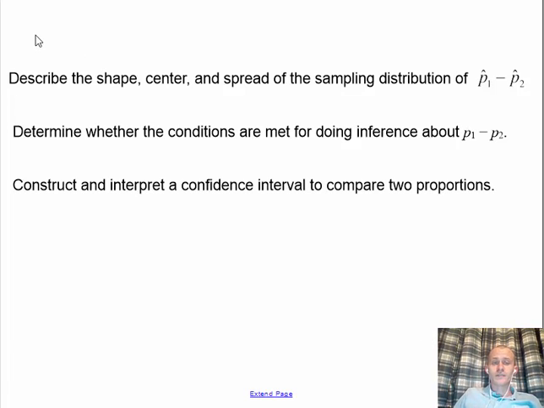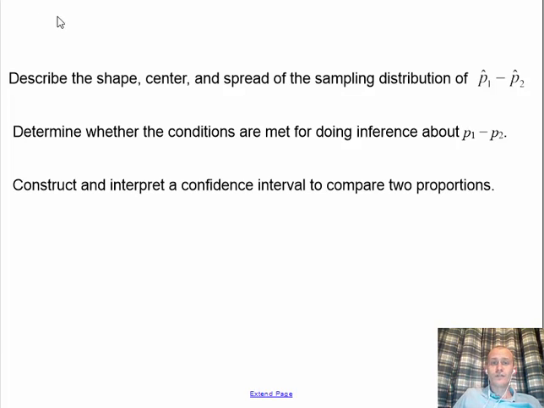Our learning targets are listed below, so we're going to talk about the center, shape, and spread of the sampling distribution of two proportions. We're going to talk about conditions for inference about two proportions, or our populations. And then we're going to talk about the confidence interval for comparing two proportions.